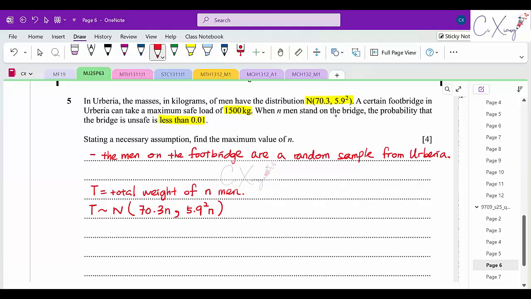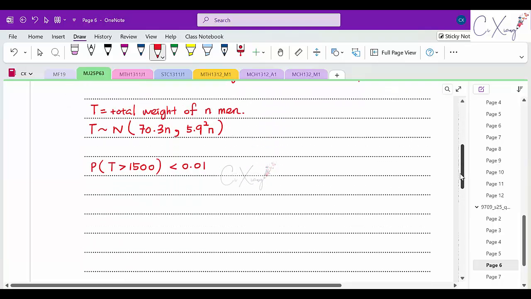After that we get the mean and also the variance for the total weight. Then let us use the information here to get the value of n. What's the useful information here? The probability that the bridge is unsafe. When will the bridge be unsafe? If the total weight of the men is greater than 1,500, then the bridge will be unsafe, right? The probability is less than 0.01. Now I have to use this information to find the maximum value of n. So let's start.